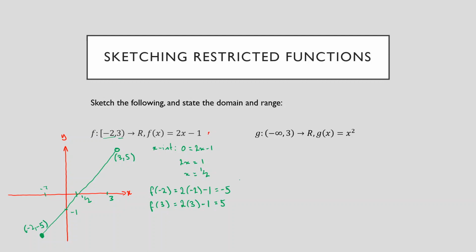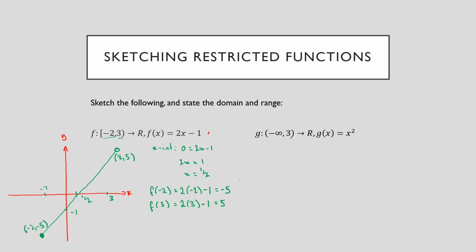Okay, so it is a little bit lengthy, the process. So you really have got to make sure that you understand the shapes of your graphs, given the rule. You've got to understand how to find your intercepts, and you've got to understand how to find your endpoints. Okay, let's move on to the second one.